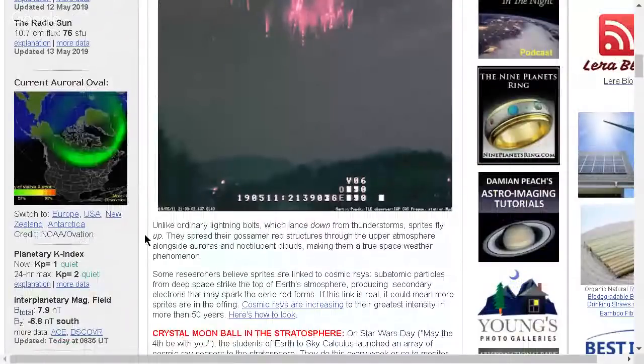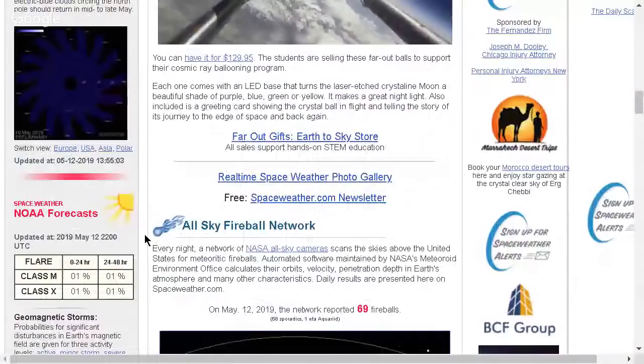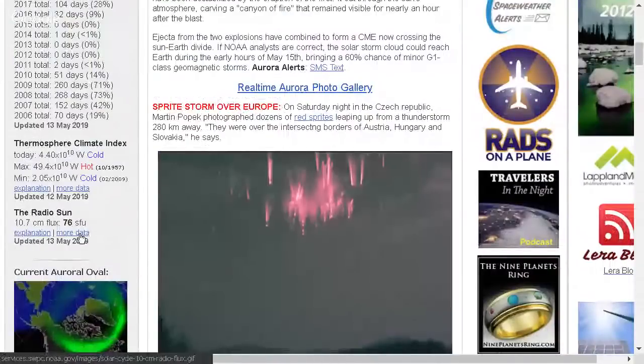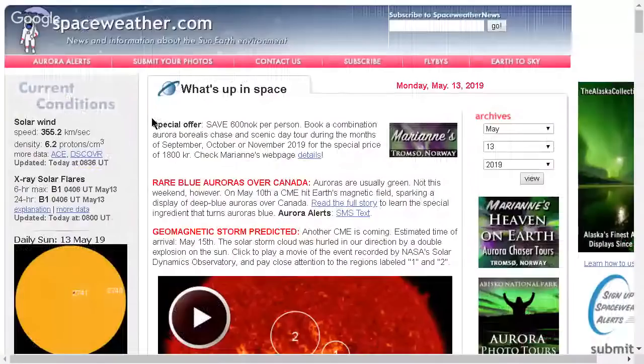Also, they got information about sprites. I forget what the 10.7 centimeter radio flux is. I think it is 76 right now. So it's been kind of stagnating at 76, still well above predicted values.